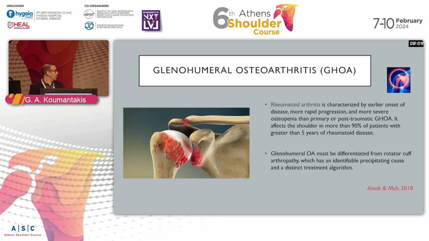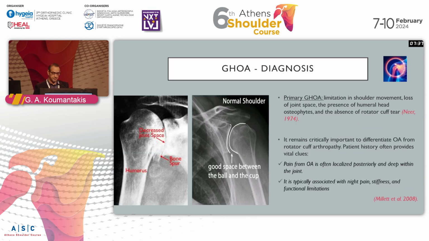Also, we have rheumatoid arthritis, which is characterized by earlier onset of disease, more rapid progression, more severe osteopenia, and primary or post-traumatic glenohumeral osteoarthritis. It affects the shoulder in more than 90% of patients with greater than 5 years of rheumatoid disease. It must be differentiated from rotator cuff arthropathy, which has a different precipitating cause and a distinct treatment algorithm.